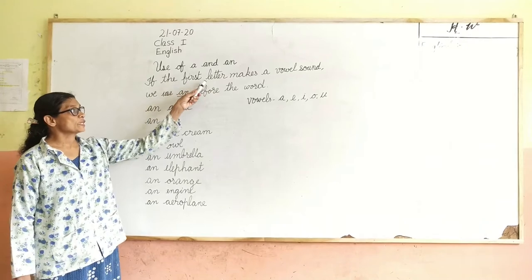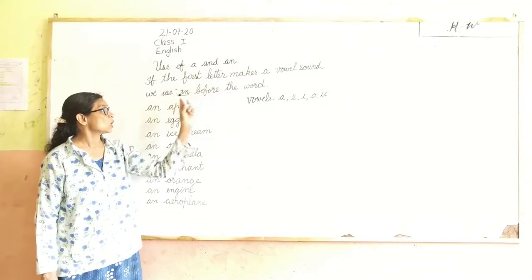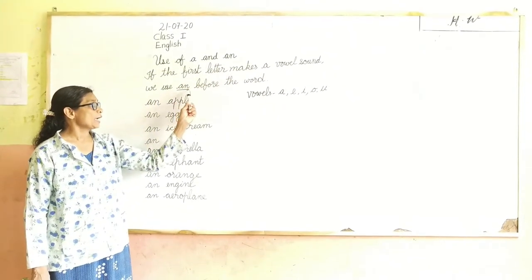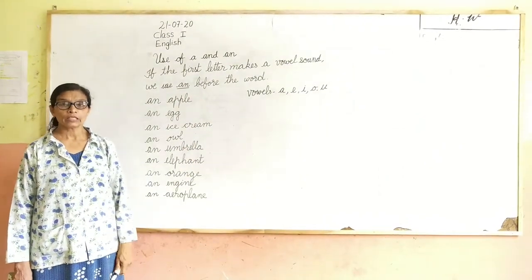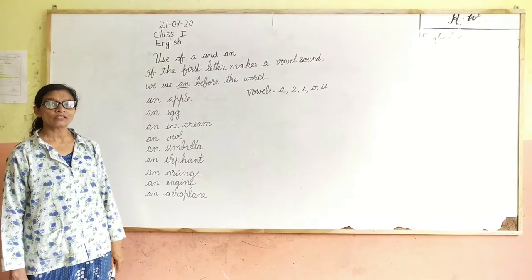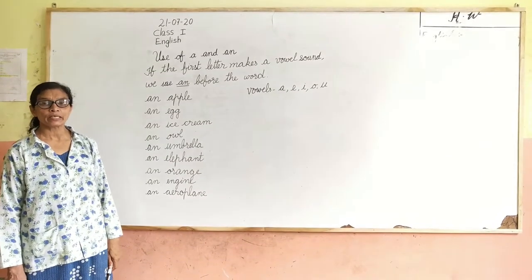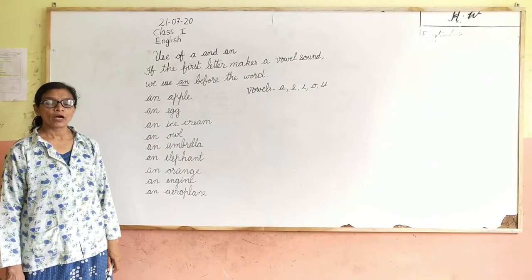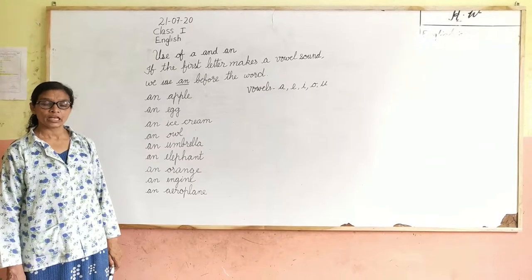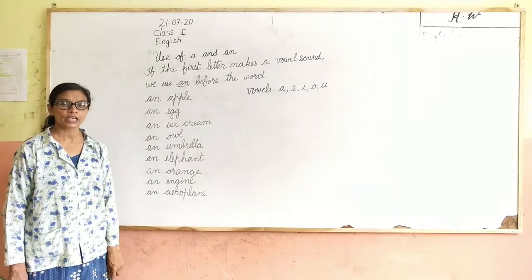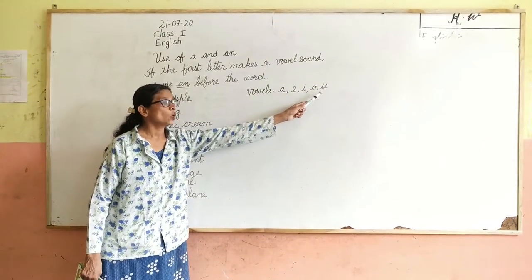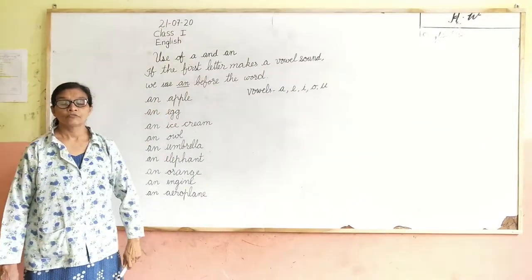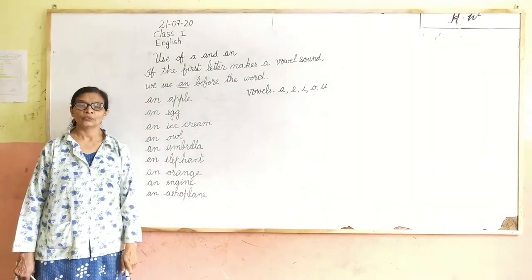If the first letter makes a vowel sound, we use an before the word. Do you remember the vowels? Which are the vowels? How many vowels are in the English alphabet? There are 5 vowels in our English alphabet. Do you remember which they are? A, E, I, O, U.